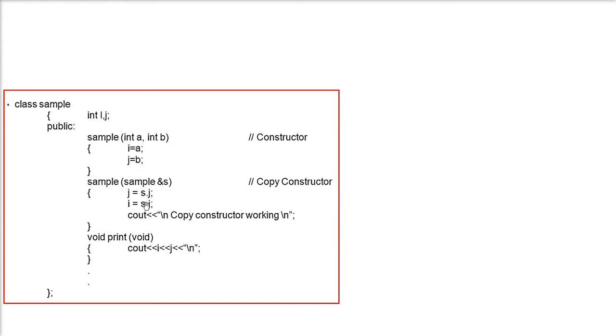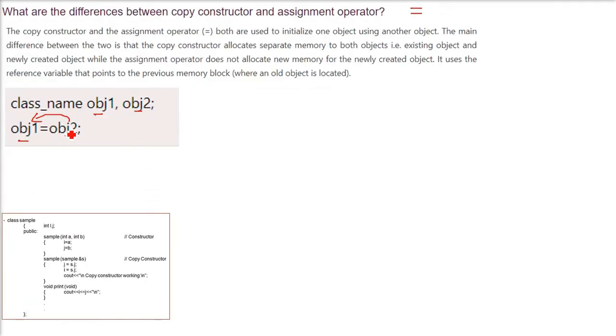I'll tell you the other way also how it is done. This is the actual way how it is seen. So the copy constructor and the assignment operator both are used to initialize one object using another object. The main difference between the two is that the copy constructor allocates separate memory to both objects, the existing object and the newly created object, while the assignment operator does not allocate new memory for the newly created object.